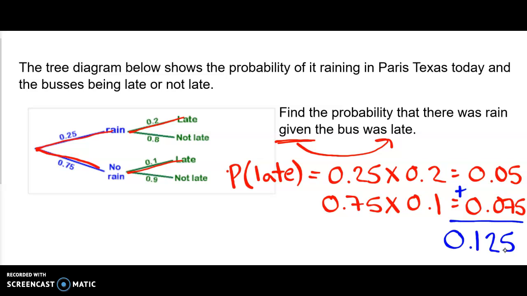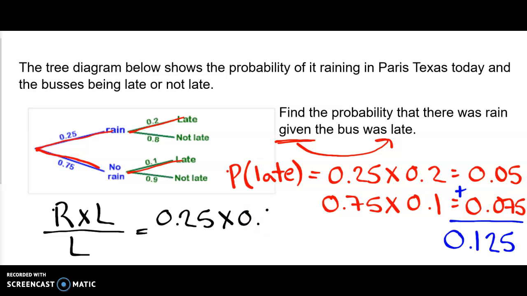So this is going to be my denominator. So the probability with a given question will be the probability that there was rain and the bus was late, divided by just the probability that the bus was late, which we just found.